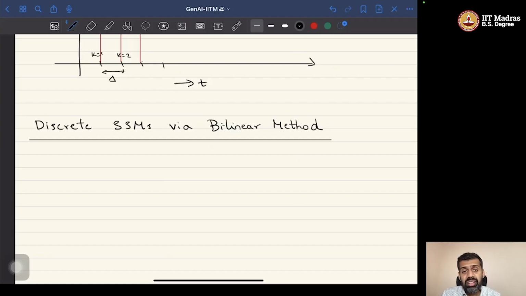Now, the way they get transformed depends on the type of discretization that is employed to convert the continuous time signal into discrete time signal. Multiple methods use multiple ways of discretization. I'll just show one of such methods that is often used in most of the state space models, called the bilinear transform or bilinear method.